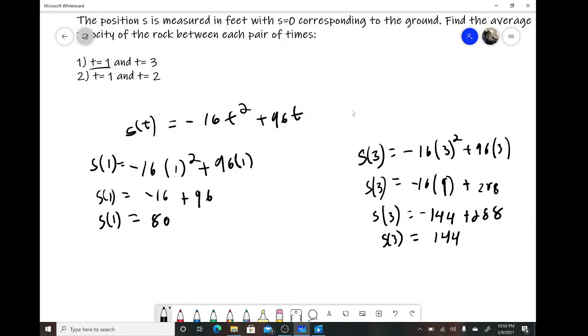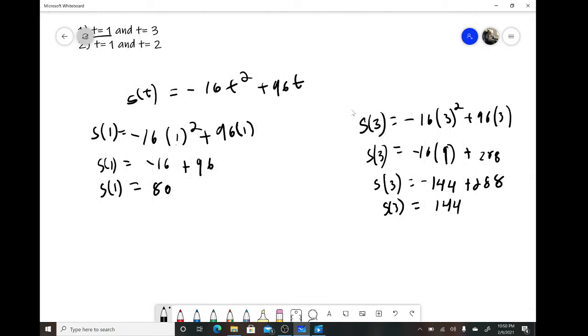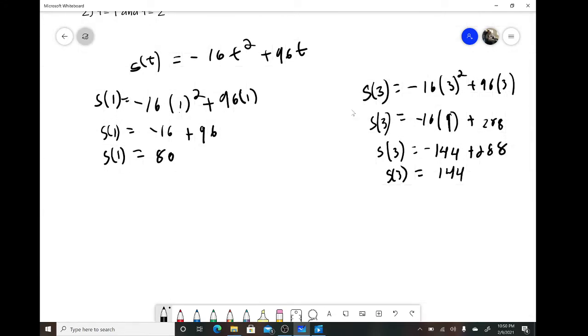So now we have the position of the rock after 1 second and after 3 seconds. Now to find the average velocity over this time interval, all we have to do is figure out the change in position divided by the elapsed time. If you remember the slope formula we covered last week, it was the change in y divided by the change in x.